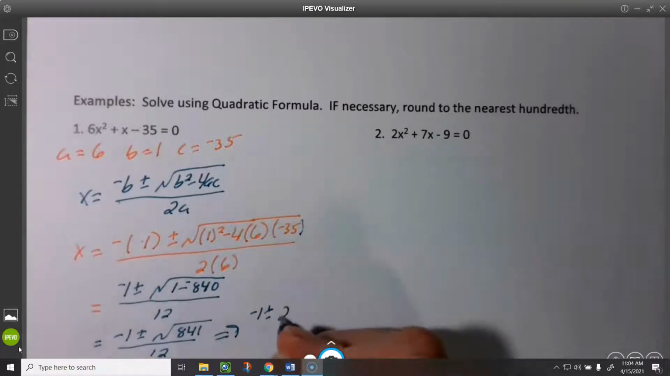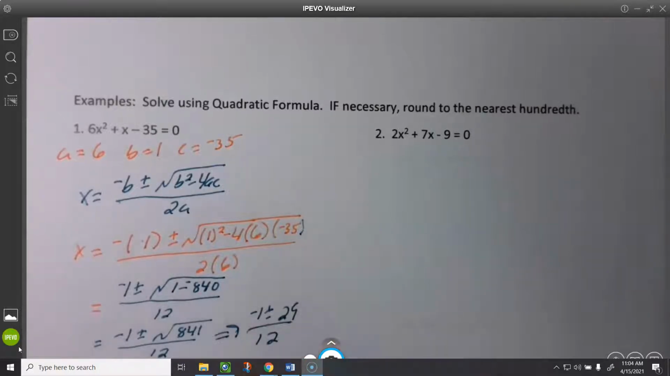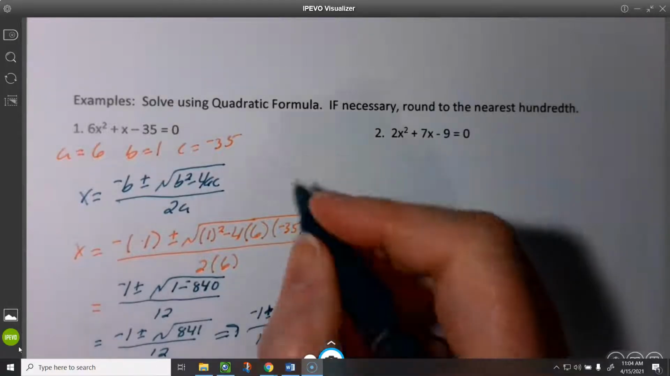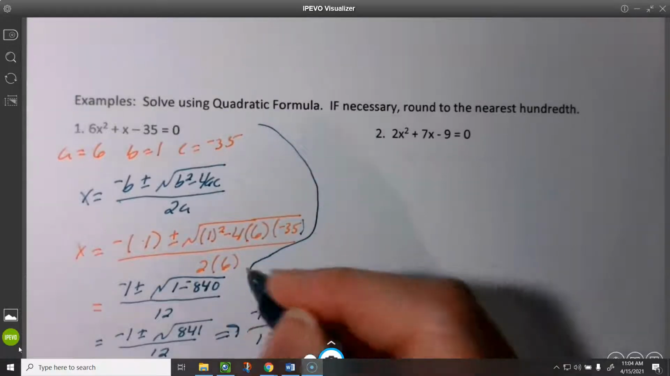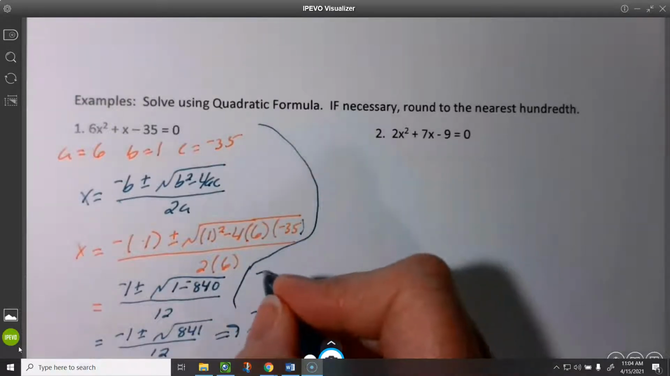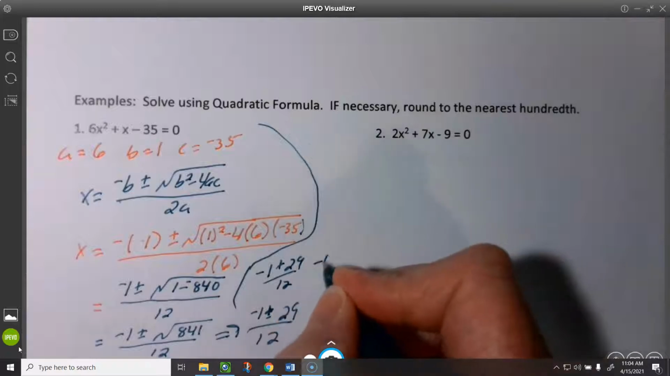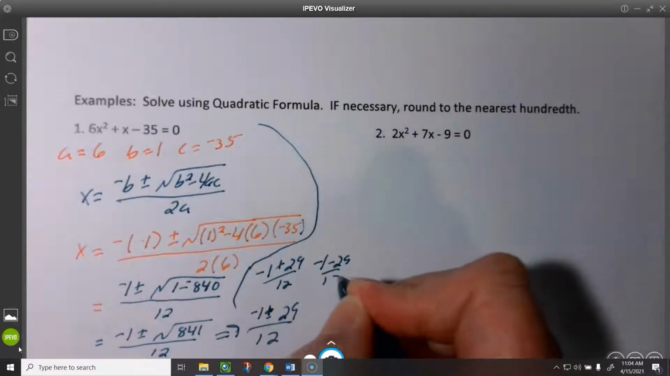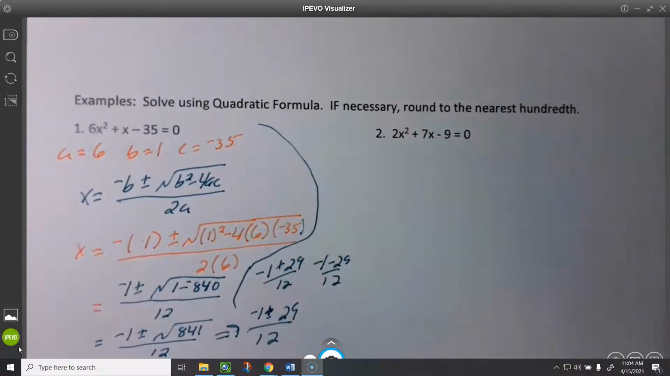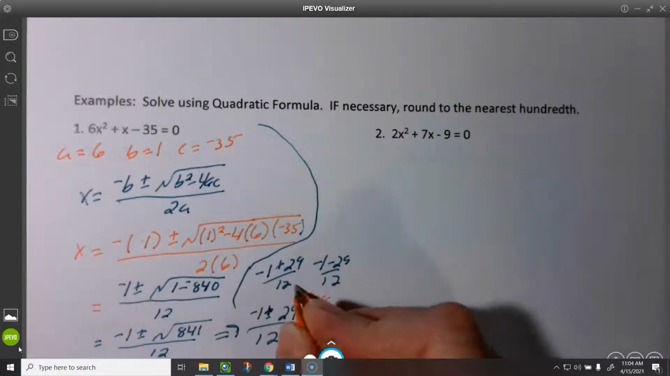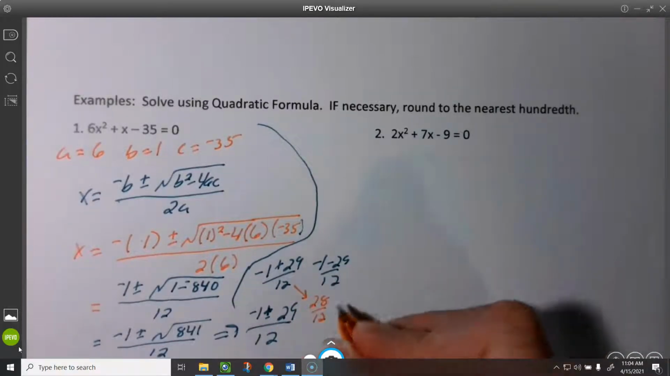And it is. It's 29. Now, notice that plus or minus, just like we did on the square roots, we have a plus or a minus. What this means is that we have negative 1 plus 29 over 12, and we have negative 1 minus 29 over 12. These take up a lot of room. Okay, so this is going to give me 28 over 12. That's what this one gives me. And this gives me negative 30 over 12.